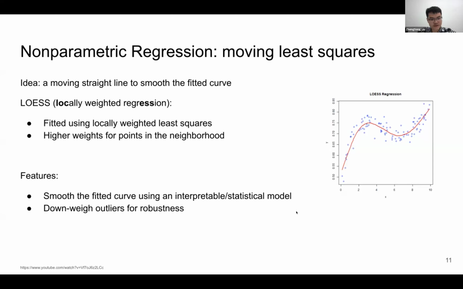The feature of this LOWESS regression is that it smooths the fitted curve using an interpretable statistical model. This is distinct from a neural network, which might not have an interpretable explanation, and might not have statistical power properties. And it also helps to downweight outliers for robustness.